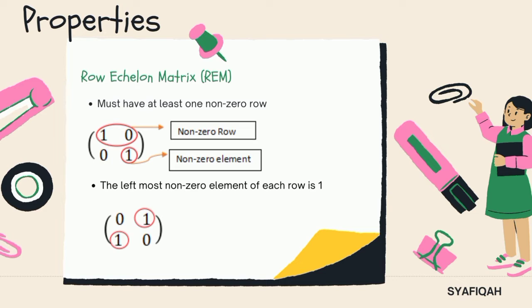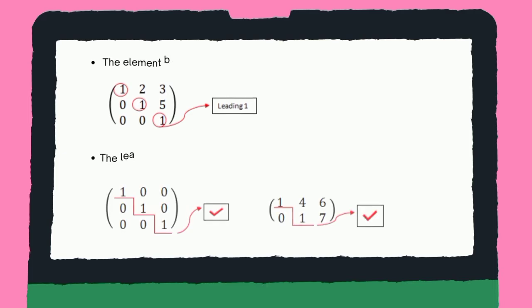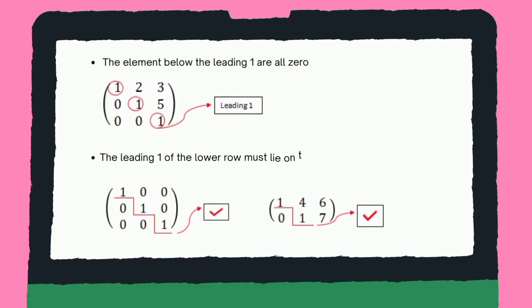As you can see here, in the first row, it has element 1, which does not equal to 0. It can be 2, 3 or negative 1. Second property is that the leftmost non-zero element of each row is 1, which we call the leading one. It cannot be other than 1, like negative 1 or other real numbers. Third property is the elements below the leading one are all zeros. Next, the fourth property is that the leading one of the lower row must lie further to the right of the leading one of the upper row.